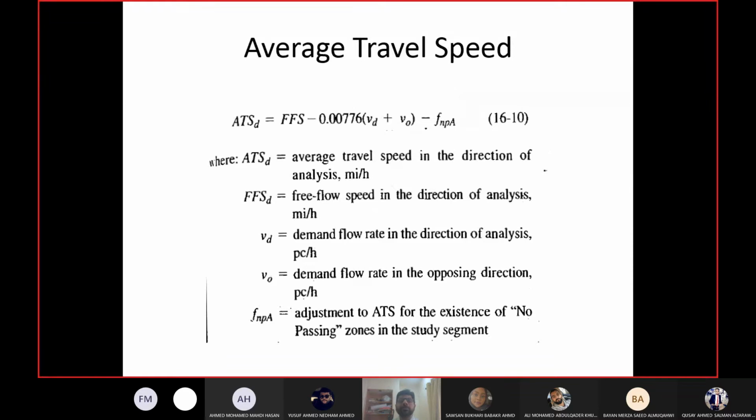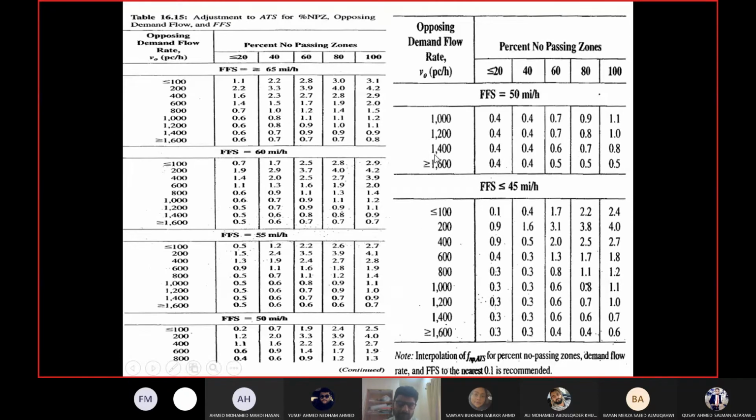Then this is the equation if you want to calculate ATS. Again, they are using the terms D and 'not' for the direction and the opposite direction. So you need free flow speed, we know that. VD, the flow rate of the direction where you want the level of service, V naught, the opposite direction. FNP, again, the adjustment factor for no passing zone, for ATS now. So FNP is also different for PTSF and ATS. Let me show you the tables.